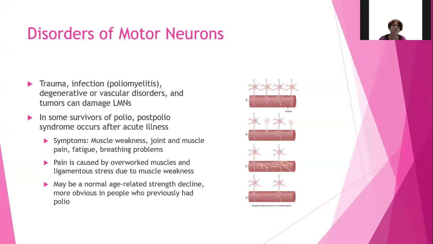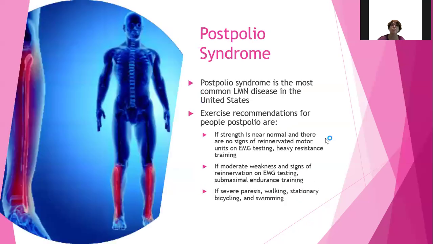There's some theory that post-polio syndrome is a normal age-related strength decline, but it's more obvious in people who previously had polio. All of the people that I've worked with who've had post-polio syndrome were older people, and they had been kind of dealing with this their whole life. And they had something that set them back, which is why they ended up in PT. So post-polio syndrome is the most common lower motor neuron disease in the US. However, since polio vaccines came out in the 50s, it's going to be less and less common, because you don't have people with polio, so you're not going to have people with post-polio.